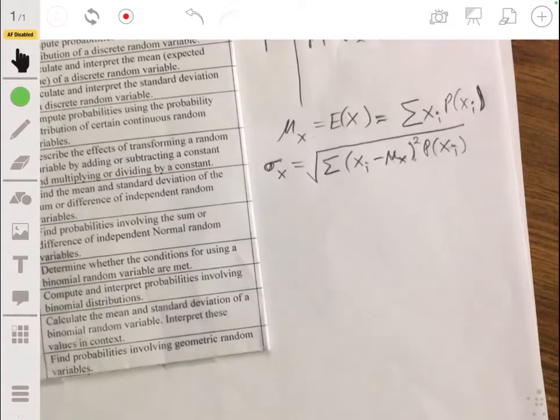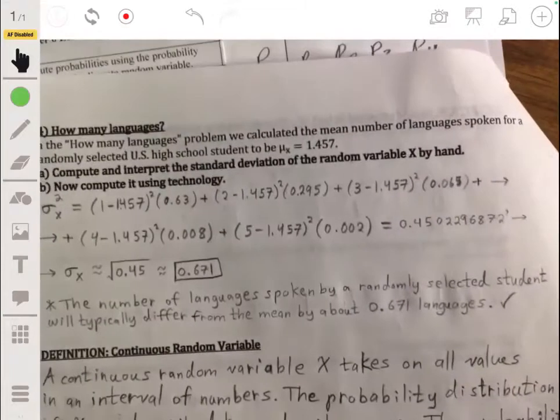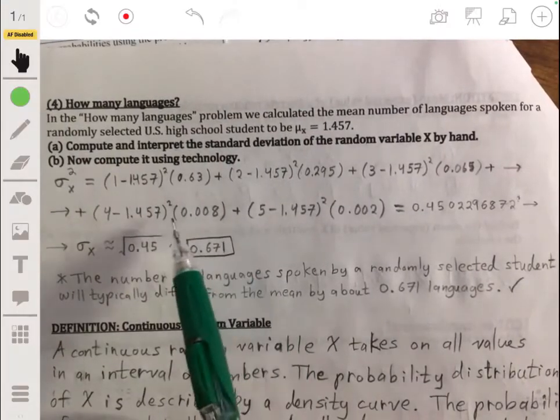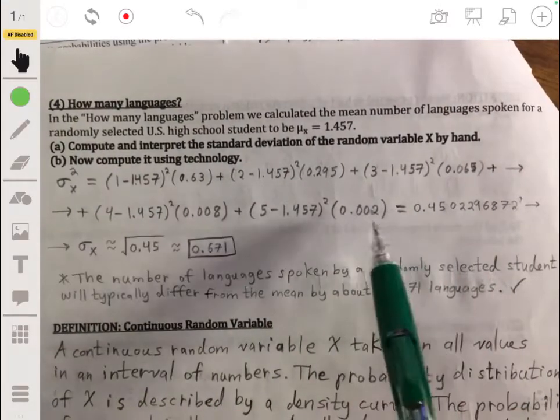Now let's look at the standard deviation of this. When you use the formula, again, it's tedious, but here's the work. Make sure you know how to use it. And here it is, broken down.